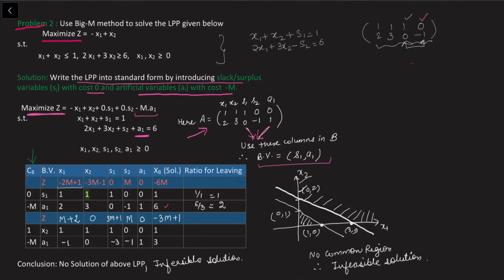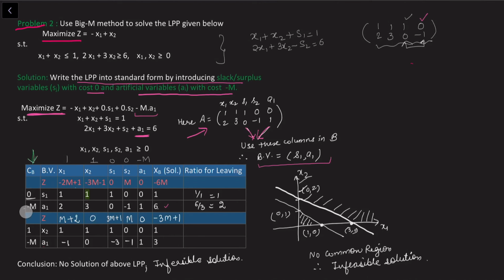Now to get Z1 minus C1, I have written the Cb column, and let's multiply 1 into 0 plus 2 into minus M, that is minus 2M, minus the cost of x1. x1 has cost minus 1, then 1, 0, 0, and the cost of this is minus M. So minus 2M minus of this quantity will give me plus 1. So this is minus 2M plus 1. So I get Z1 minus C1.